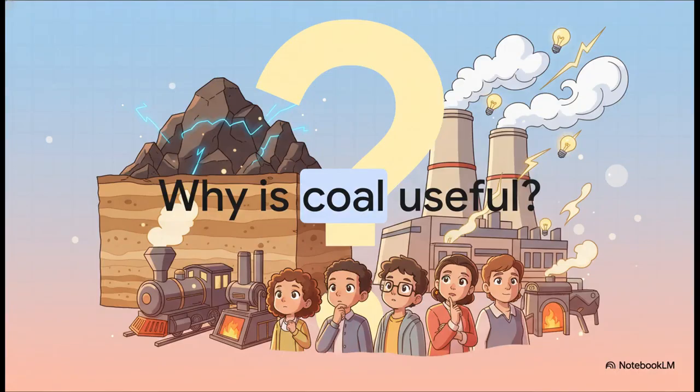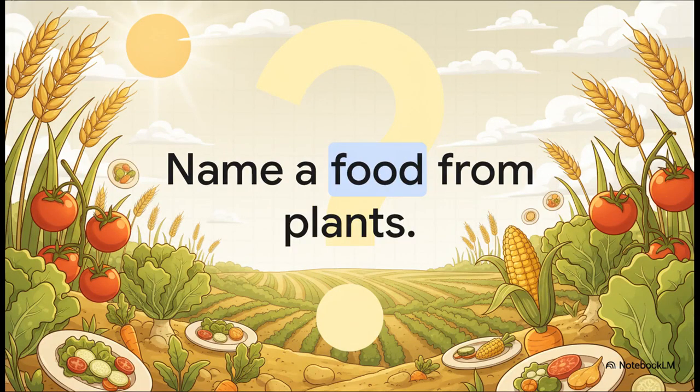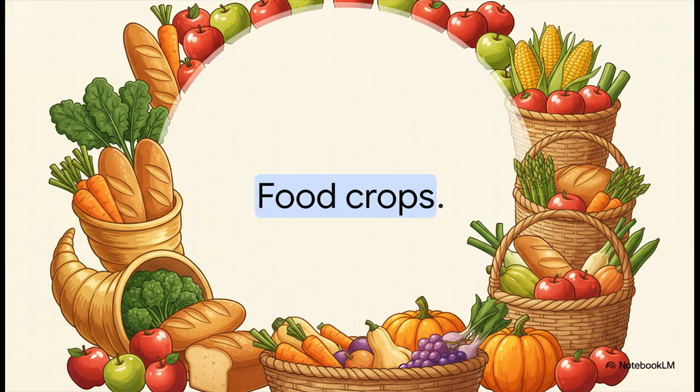Question 4. Why is coal so useful? It provides essential heating for us, and this brilliantly illustrates how we rely on the earth, taking something buried in the dark just to stay comfortable. And the final question, question 5. Name a food that comes from plants. Food crops, things like fruits, vegetables, and grains. Honestly, by successfully tracing these items back, you can see exactly how tightly tethered our modern lives are to the natural world.